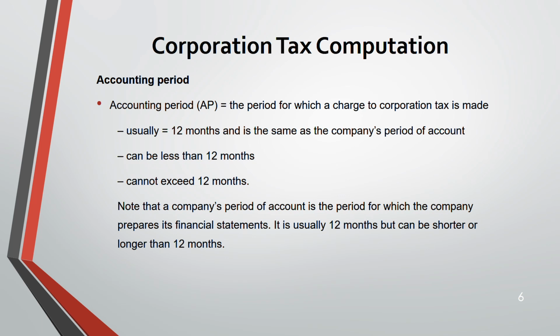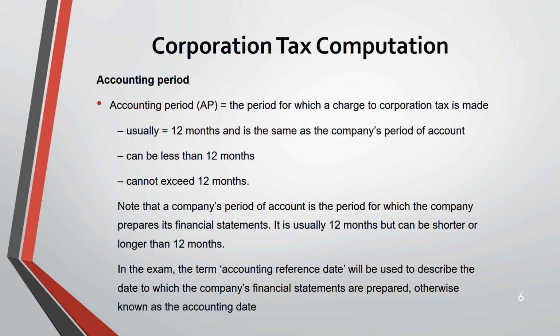Note that a company's period of account is the period for which the company prepares its financial statements. It's usually 12 months, but can be shorter or longer than 12 months. In the exam, the term accounting reference date will be used to describe the date to which the company's financial statements are prepared, otherwise known as the accounting date. Whether it's accounting reference date or accounting date, it is the same.